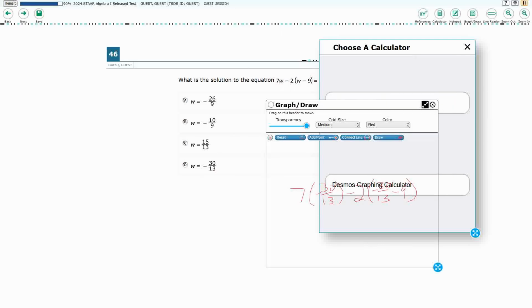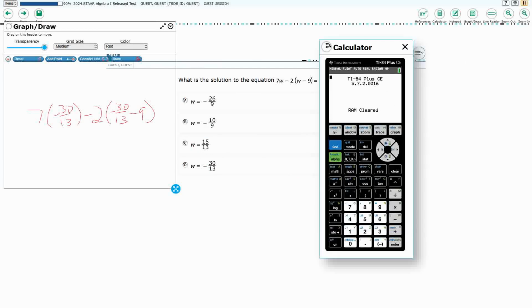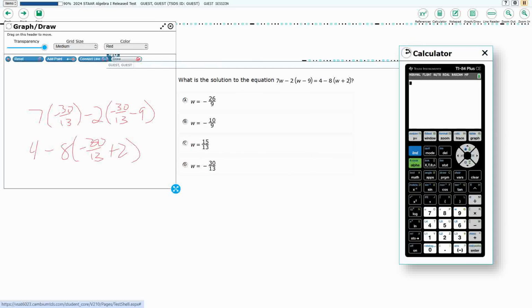See if we can get that working. There we go. All right, so let's get our graphing calculator going. And we have our two equations. So let's just figure them out. So I've got a negative 30 divided by 13. That's 7. And I'm going to minus 2. And I've got another negative 30 divided by 13 minus 9. All right, so that's 6.46 something.